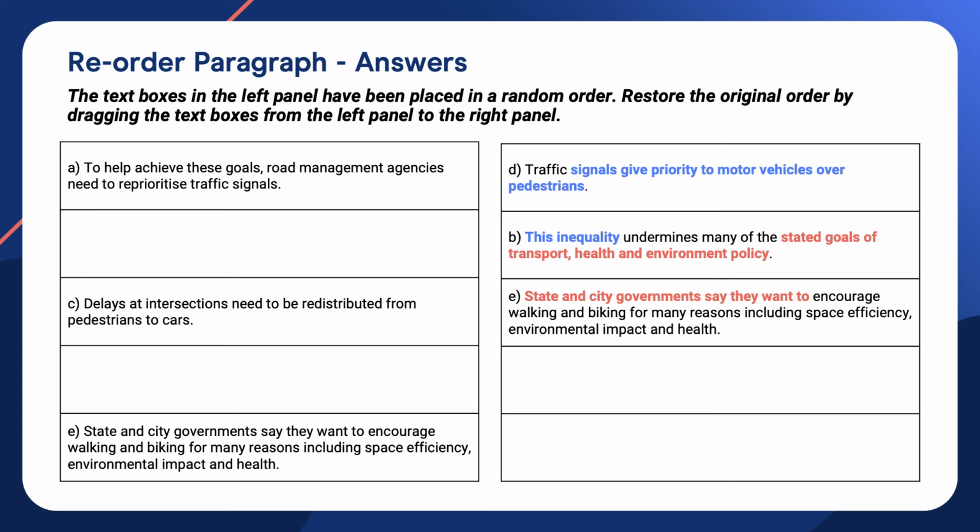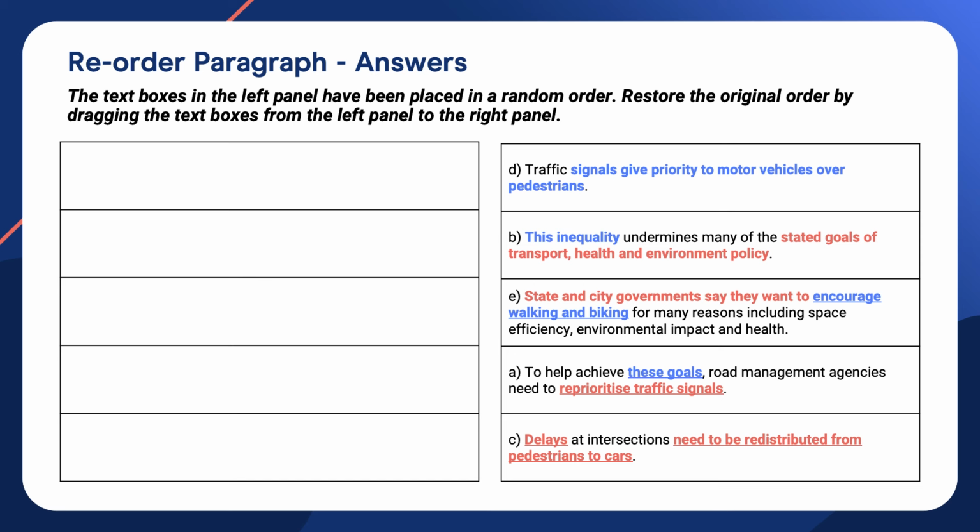The fourth sentence is A. These goals in the fourth sentence refer back to the third sentence, encourage walking and biking. And the last sentence is C. You could see that reprioritizing traffic signals and delays need to be redistributed from pedestrians to cars connects these 2 sentences. Did you get each of those?